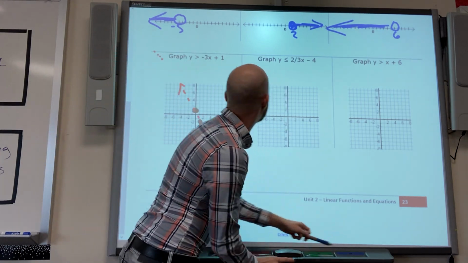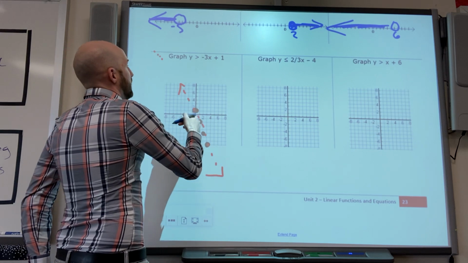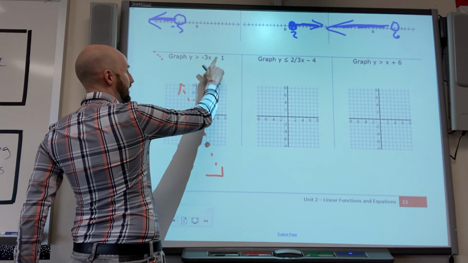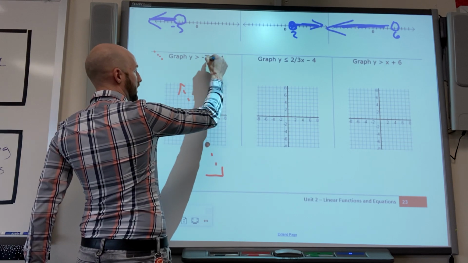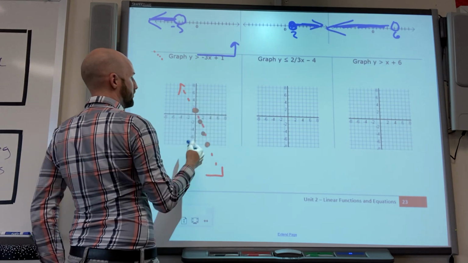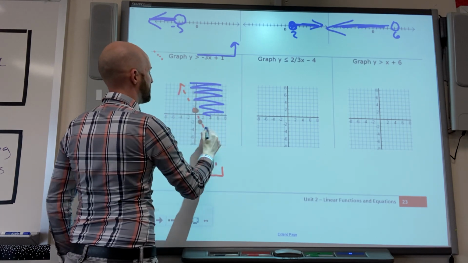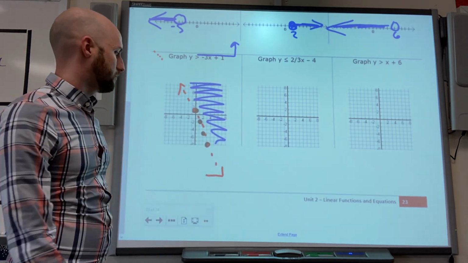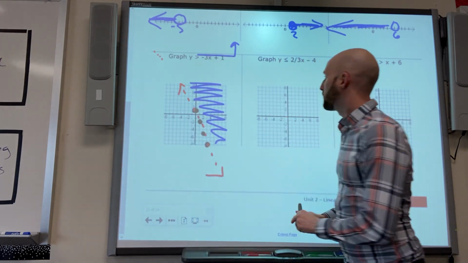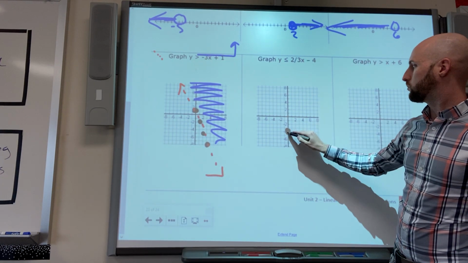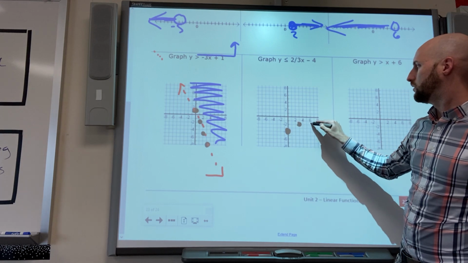Now, where is the shading? Dice que apuntando hacia la derecha es para arriba. So la sombra es arriba de la línea. Okay. This one starts at -4. The slope is 1, 2, 1, 2, 3.